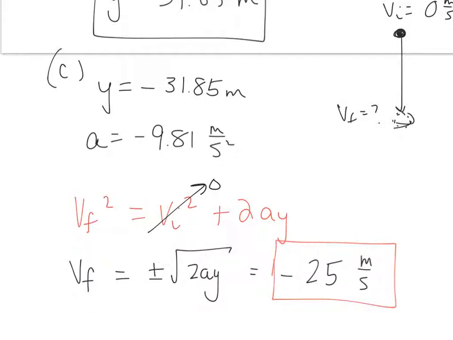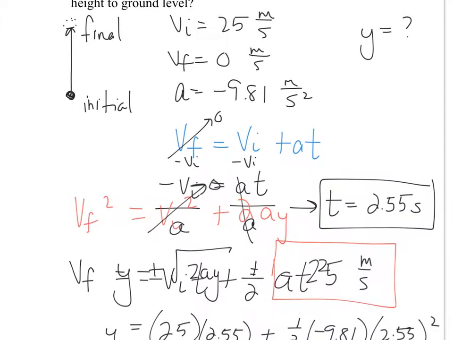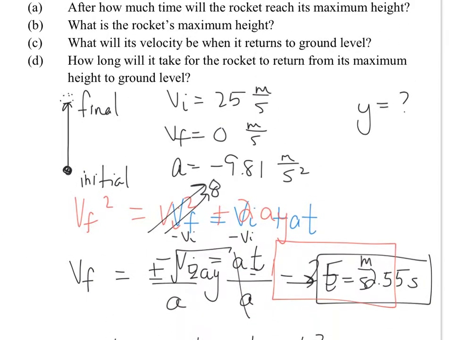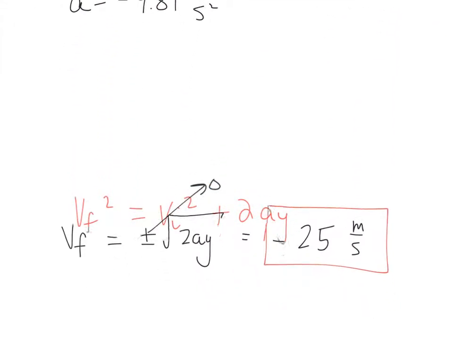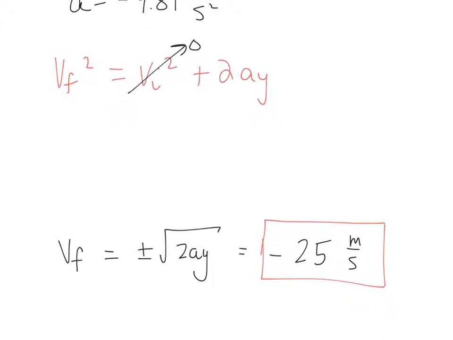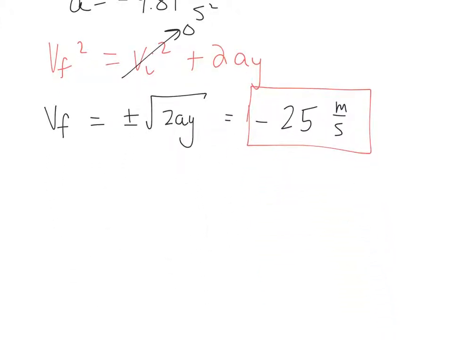Part D, we're trying to figure out what? I don't even remember what part D said. How long will it take the rocket to return from max height to ground level? What's your guess? What do you think the answer is going to be? Symmetry. 2.55. Okay, let's prove it.